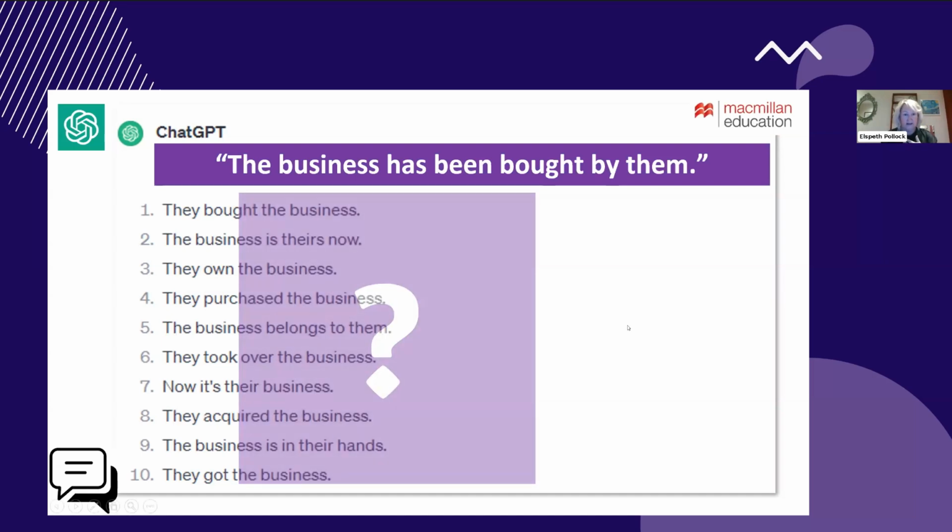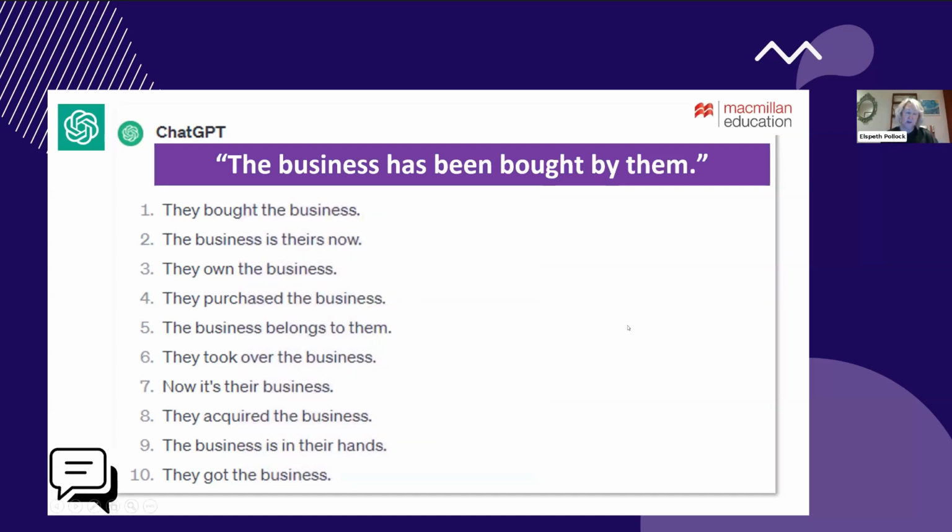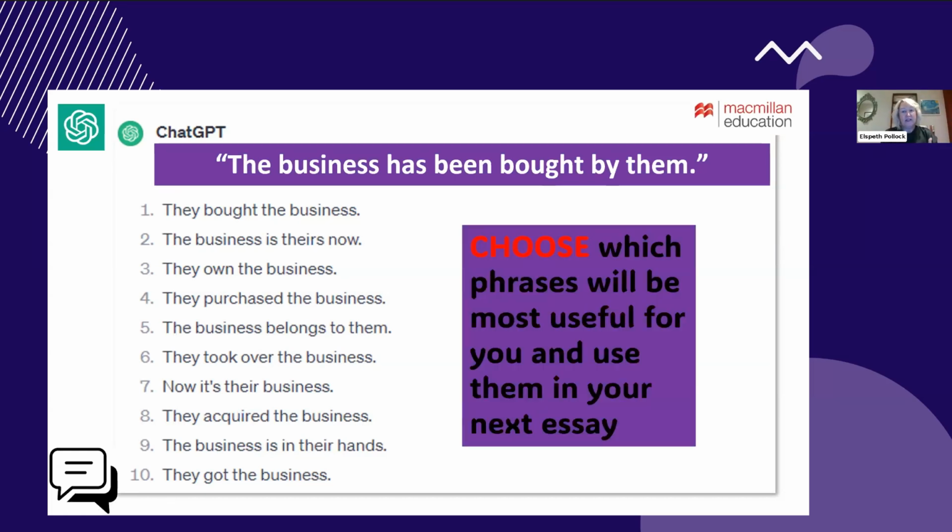These are the 10 sentences that ChatGPT produced. Yeah, hopefully you got 10 points, maybe you got more. But then after we've done that competition in class, which is enjoyable, then what we do is the work, which is choose the phrase which will be most useful for you and use it or them in your next essay.